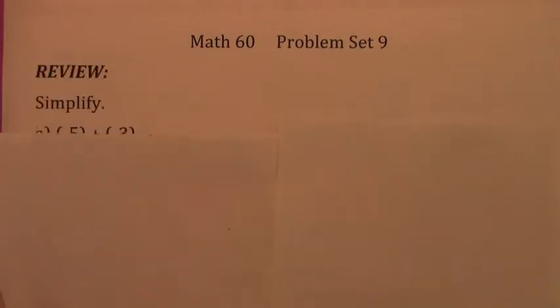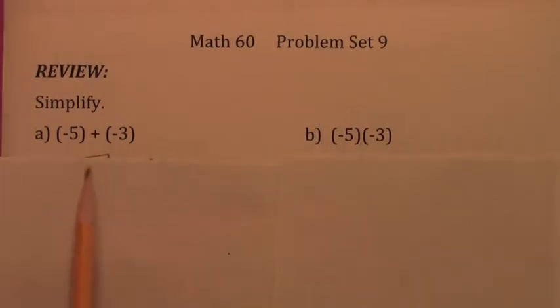In problem set 9, we're going to reinforce what we just talked about in problem set 8. We're going to focus on the difference between multiplication and addition of integers. It's important that you don't get these two things mixed up. Look at these two problems. It helps if you say it out loud. This is negative 5 plus negative 3. This is negative 5 times negative 3.